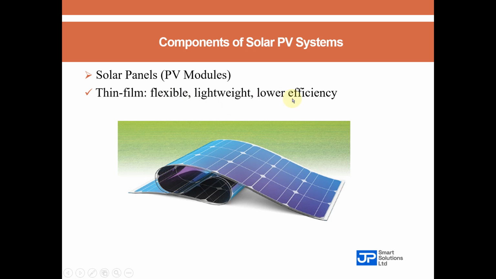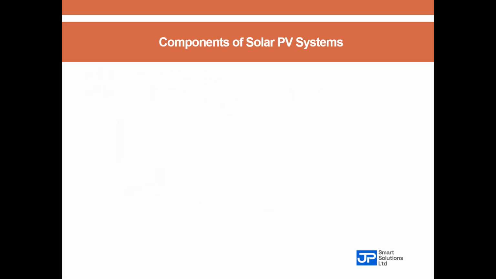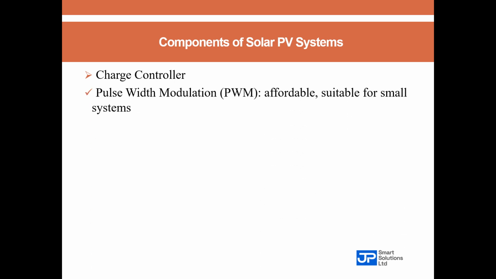So the first component we need for a solar PV system is, of course, the solar panels. Next, we require charge controllers. So what is the function of a charge controller? Basically, a charge controller regulates the power coming from solar panels to the battery. So it prevents overcharging and over discharging.